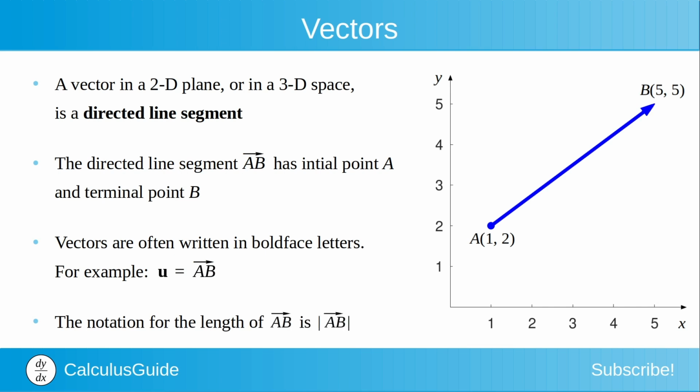One notation for the length of AB is AB between two vertical lines. We can call these vertical lines vertical bars. We'll cover more notations for the length of a vector later in this video.